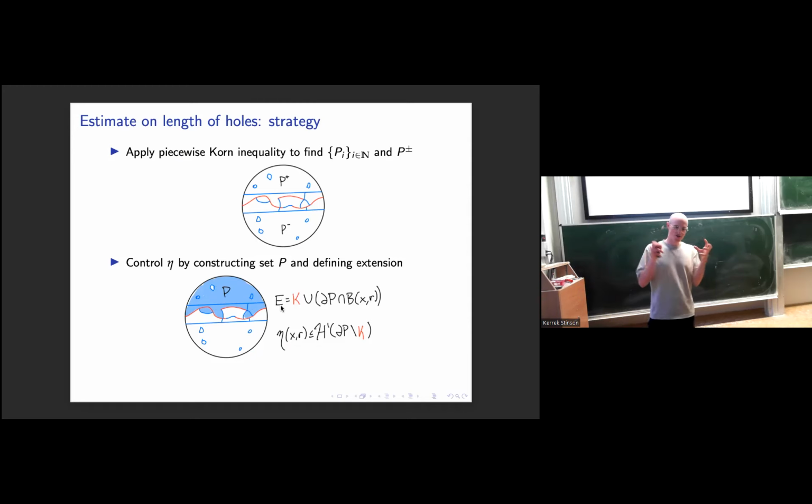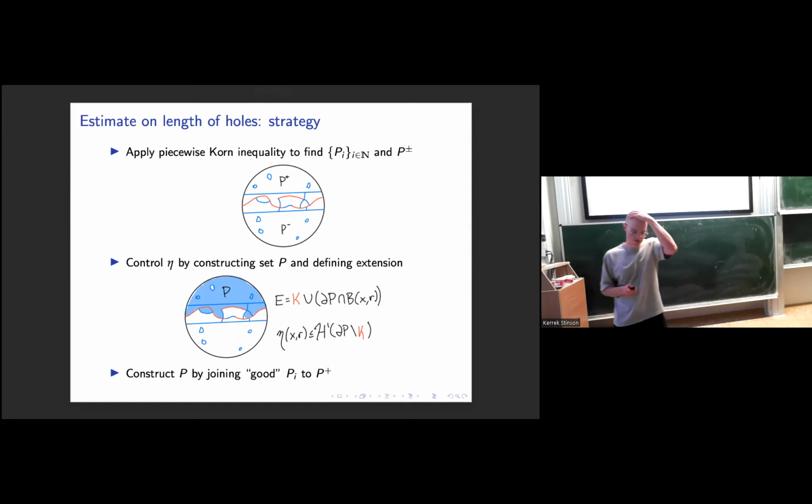And this new object we can use to define an extension. So basically the appropriate extension here, E, is just given by the boundary of the set P united with the crack K. And so to actually get a control on the length of holes, what you need to do is estimate the length of this boundary outside of the crack.